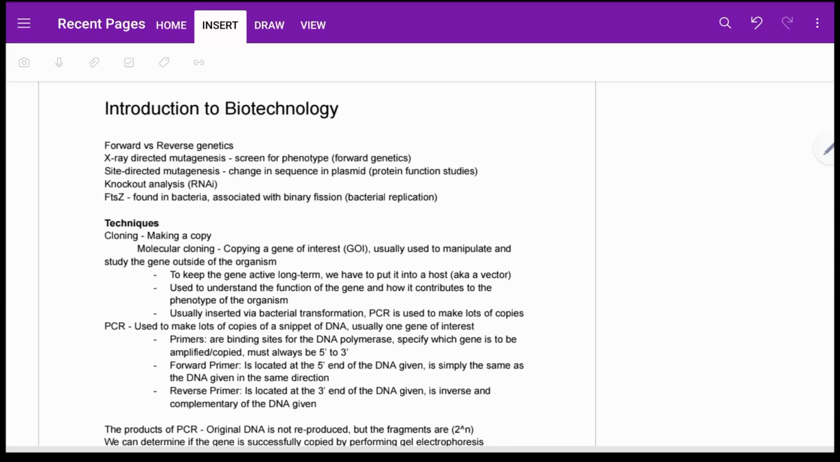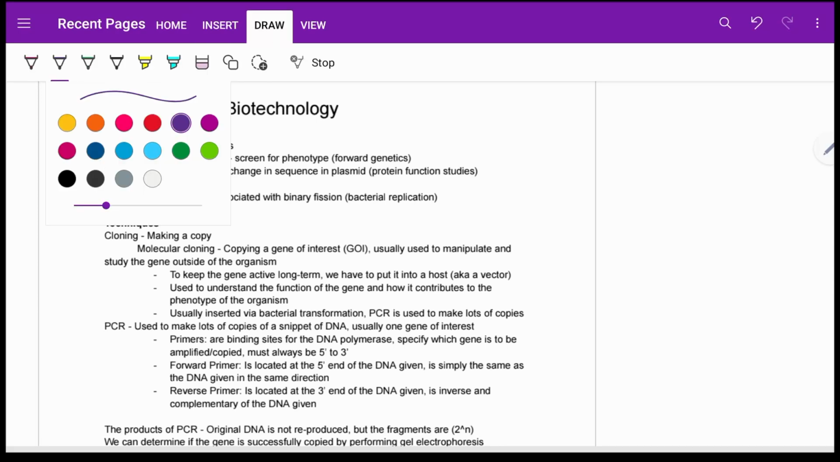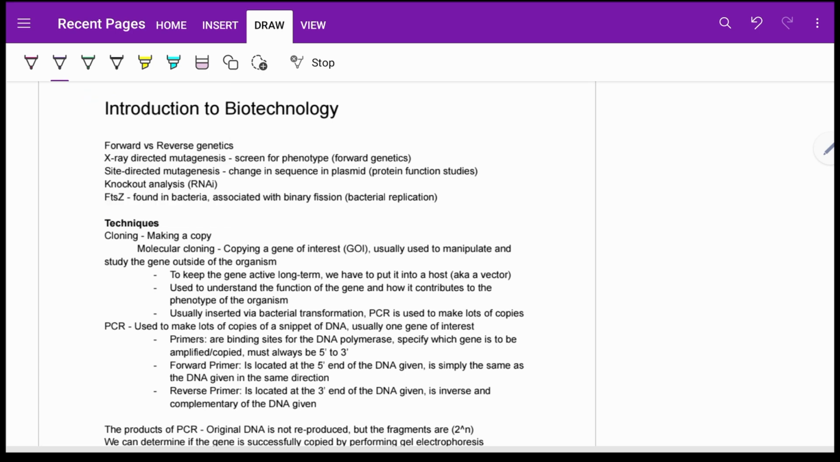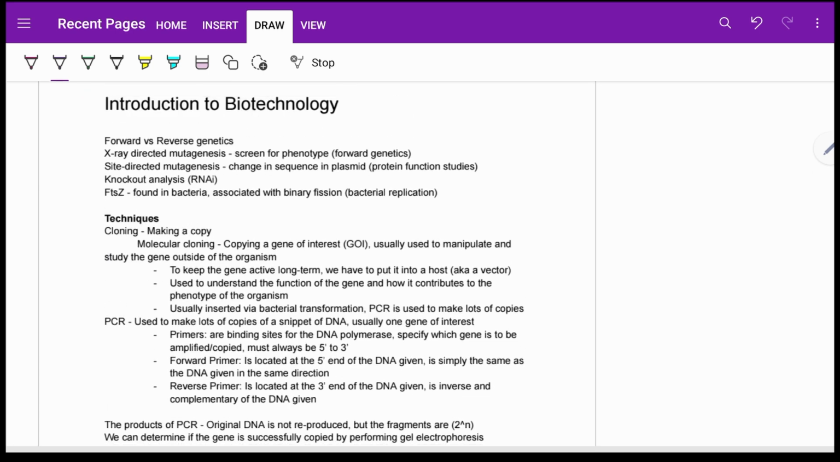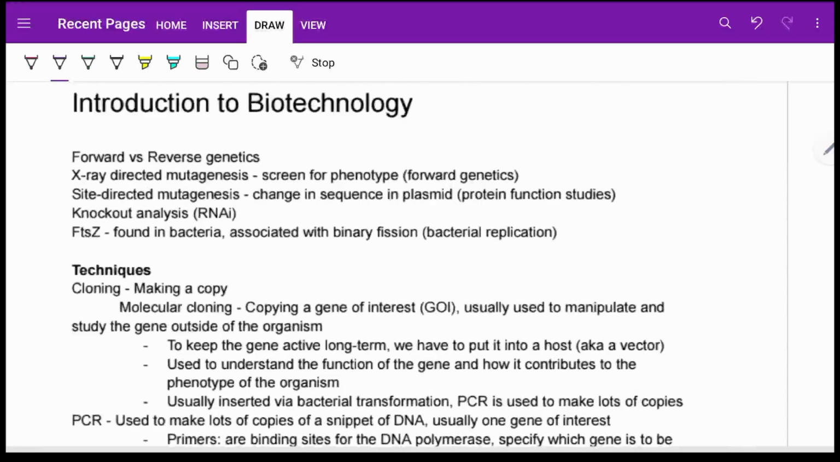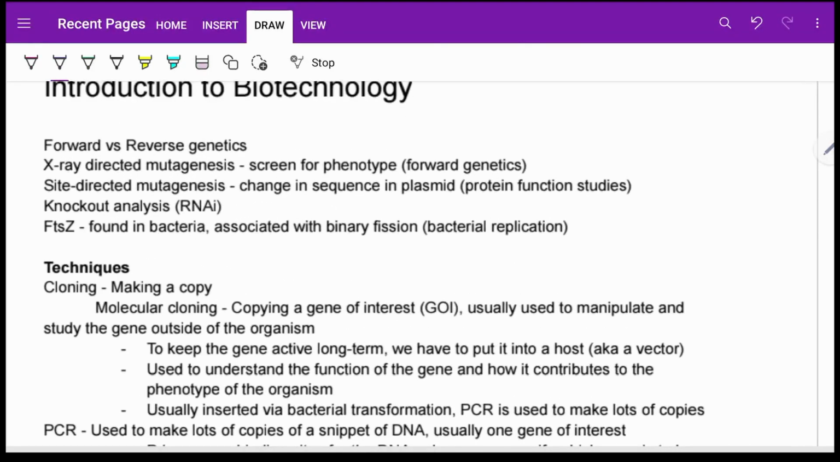Hello and welcome to the review video for Genetics Chapter 4, which is all about biotechnology. So we can start with the introduction to biotechnology, and the first thing we need to think about is forward versus reverse genetics. So basically, forward genetics means going from the genotype to the phenotype, whereas reverse genetics is going from the phenotype to the genotype.